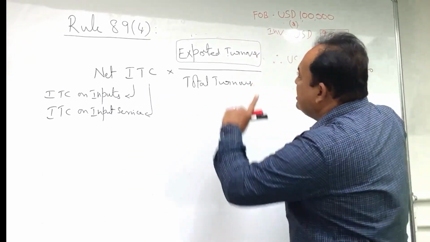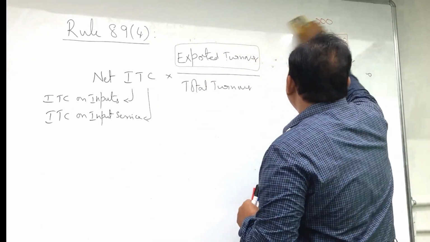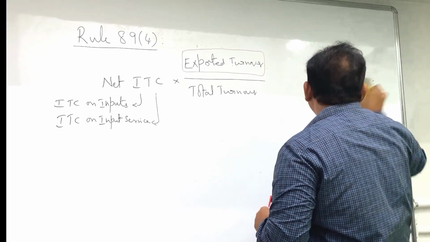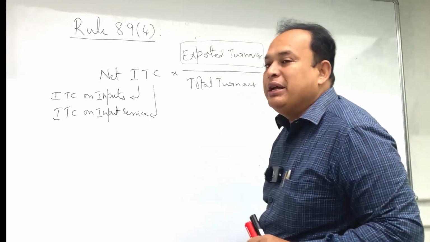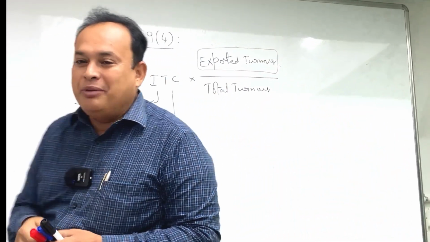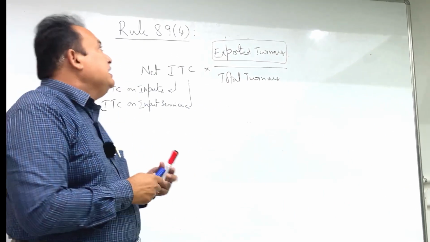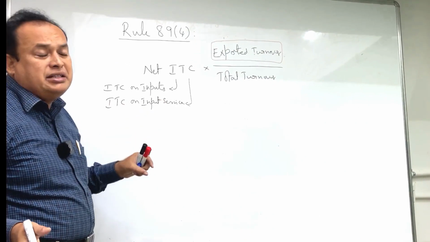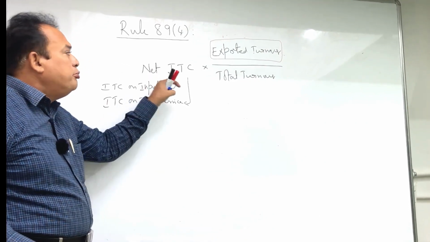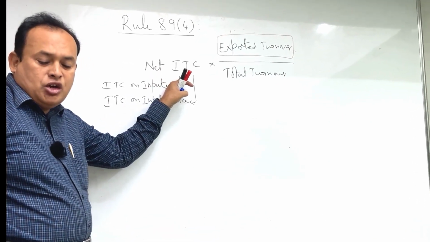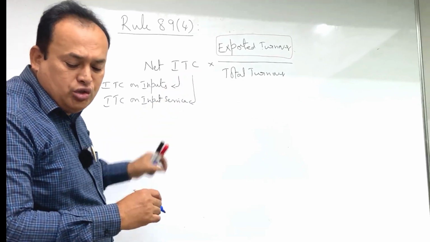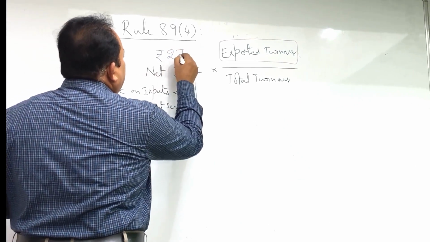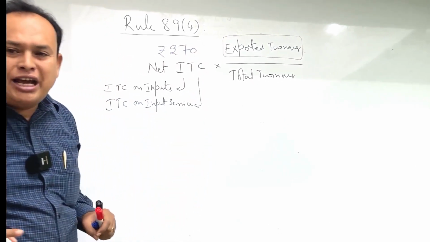In the given case, the formula is the same. I am not going to change it because Rule 89, sub-rule 4 has now been invoked in a comprehensive manner to claim the refund. Now listen, my dear. In the given case, they are asking to claim the refund. They have given the amount of net input tax credit in the problem. How much is given? Rupees 270. Correct? Export turnover we want.